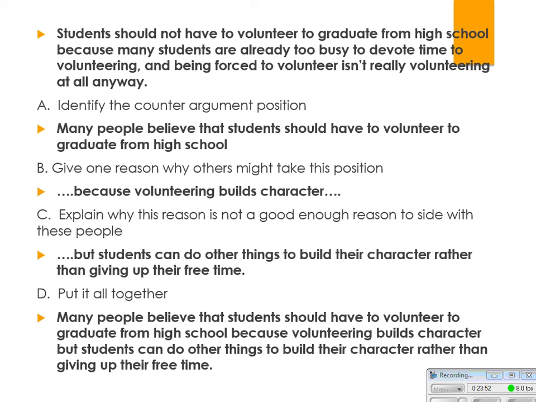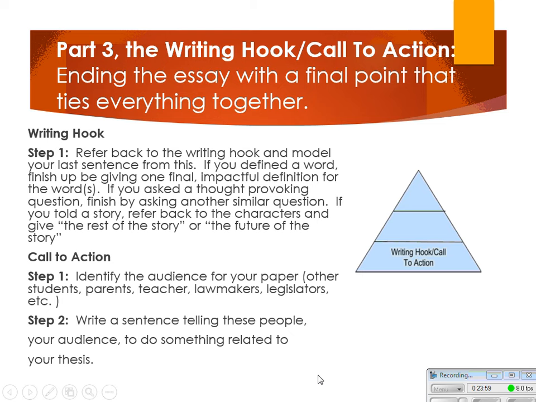Now, to finish up your conclusion, you're going to finish up by going back to the writing hook or creating a call to action. So, step 1, refer back to the writing hook and model your last sentence from this. So if you defined a word, finish it up by giving one final impactful definition for that same word. If you asked a thought-provoking question, finish up by asking another similar question or maybe even answering a question. If you began by telling a story, go back to the story. Go back to the characters and give the rest of the story or the future of the story, if you will. So that's one way to finish up.